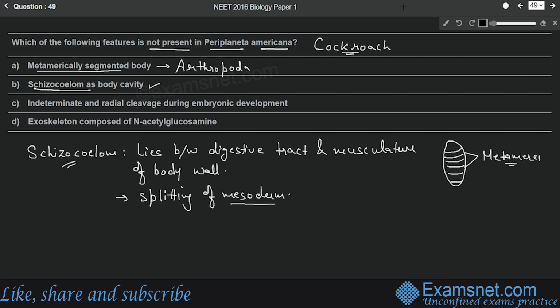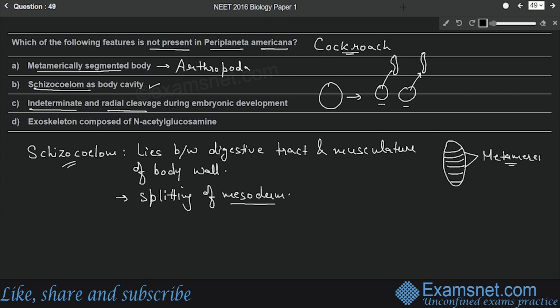Now the third one is indeterminate and radial cleavage during embryonic development. So what is meant by indeterminate cleavage? See, it is a type of cleavage in which when an egg divides into cells, suppose this is one egg, now it divides into two different cells. So each one of them will have the potential of developing into a complete organism. Okay. So it will develop into some organism. It will also develop into the organism. That means these are not dependent on any other cell. Okay. So this is indeterminate cleavage.